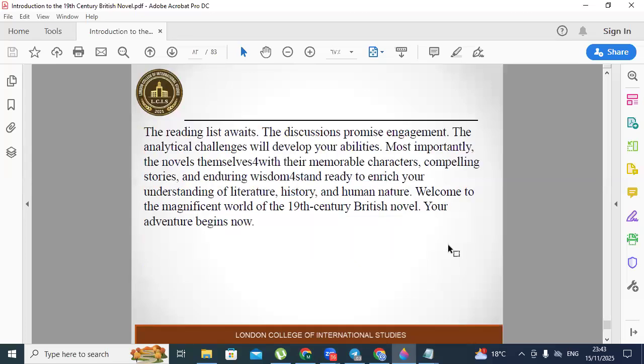The reading list awaits, the discussions promise engagement, the analytical challenges will develop your abilities. Most importantly, the novels themselves, with their memorable characters, compelling stories, and enduring wisdom, stand ready to enrich your understanding of literature, history, and human nature. Welcome to the magnificent world of the 19th century British novel.